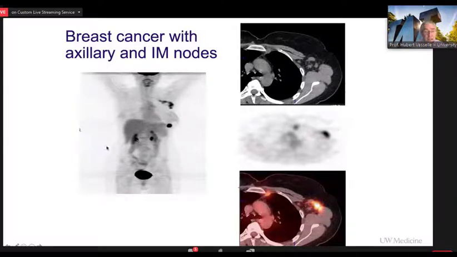Okay. Notice here on this example, you see activity inside the blood pool. You see FDG concentrating in the liver. It's excreted by the kidneys.